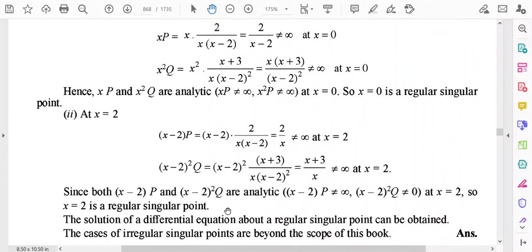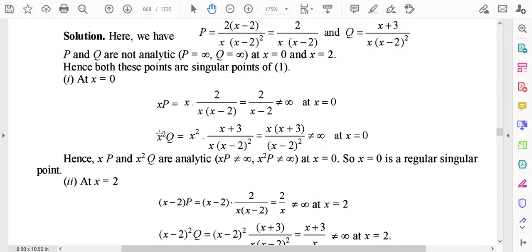Now let us check the example for x is equal to 2. So again you have to calculate x minus 2 into p. Just as in the previous example we calculated x minus 0 into p, you have to calculate x minus 2 into p for the point x is equal to 2. So x minus 2 into p will become 2 by x. So that is not infinite at x is equal to 2.